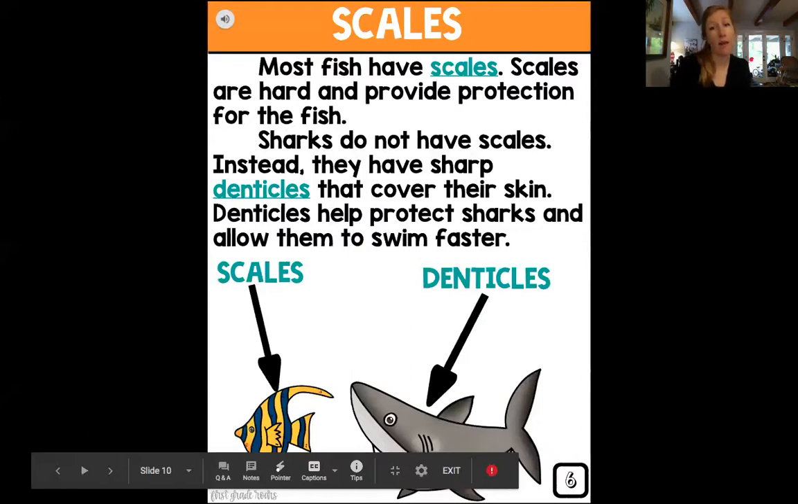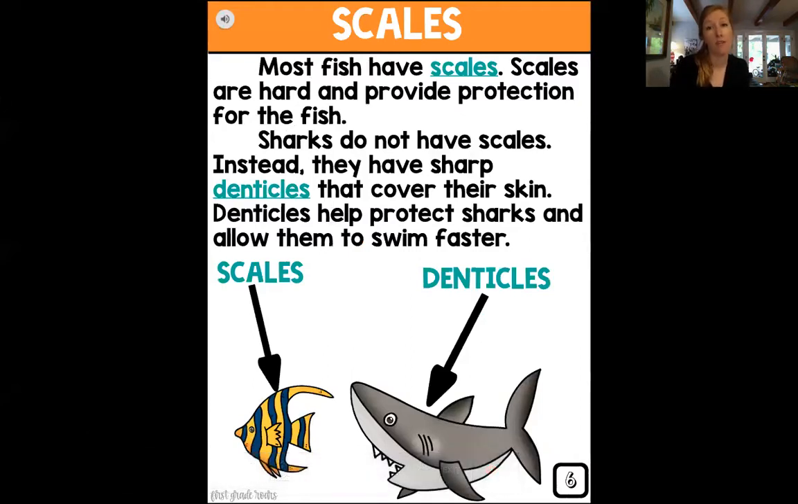Okay, next is scales. Right, most fish have scales. Scales are hard and provide protection for the fish. Right, so it could be protection from predators who are trying to eat it. It could be protection from parasites, right? Little organisms in the water that might try to eat away at the fish. And it can also protect them from coral reefs, which are full of sharp rocks and pokey plants. So those scales provide protection.